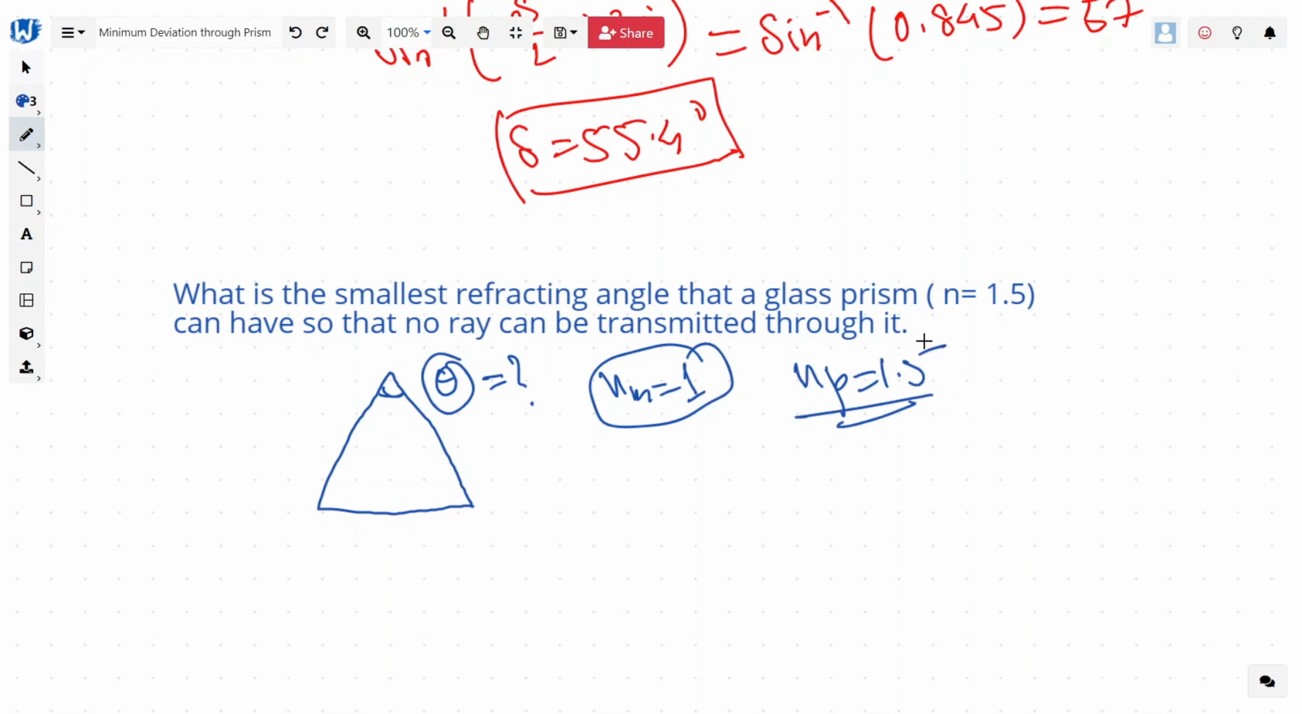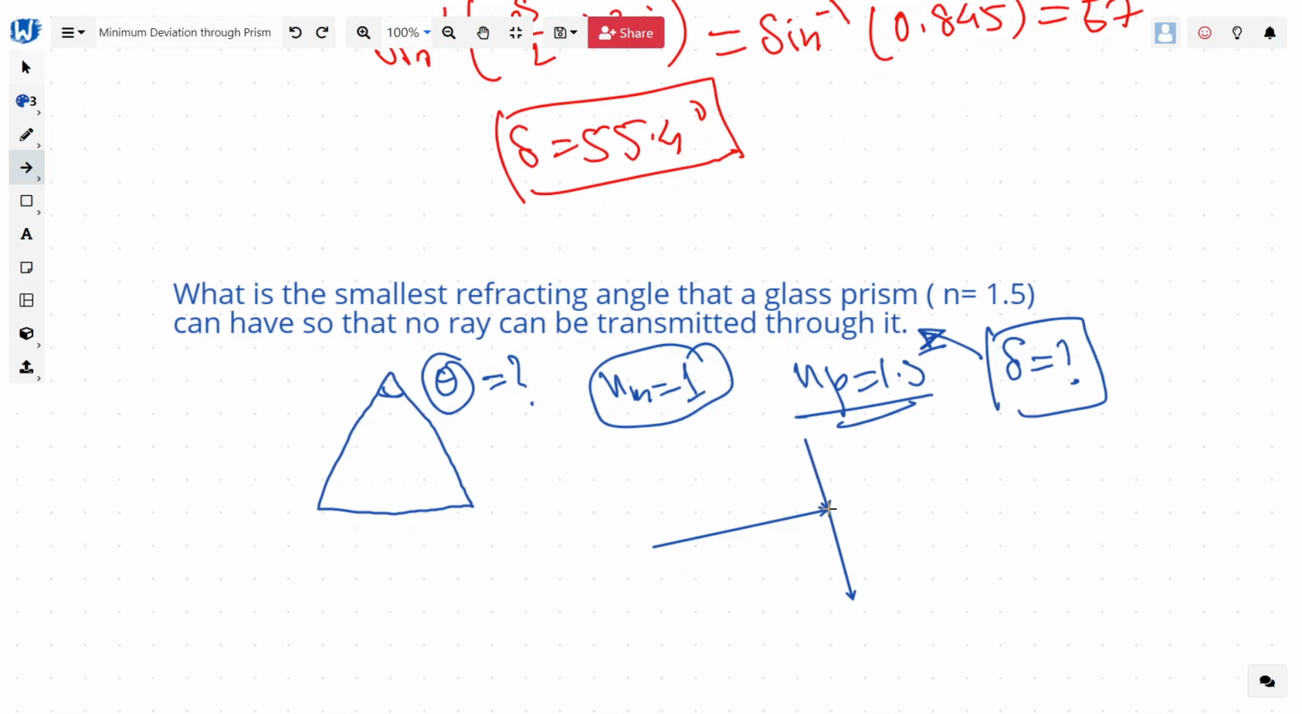Now it has given us a condition which says: what is the smallest refractive angle that a glass prism can have so that no rays can be transmitted through it? So delta is not known. But can we find delta from this condition? Now think about it. If the ray of light is coming like this and gets deviated by 90 degrees.